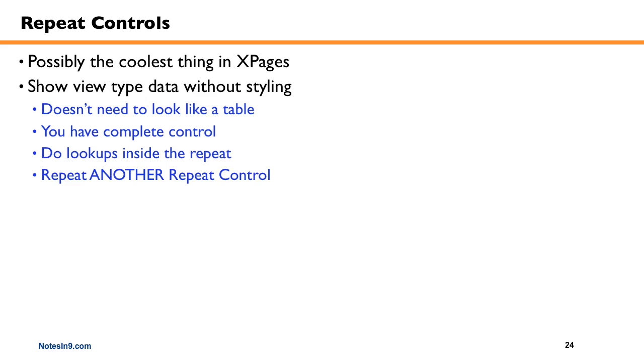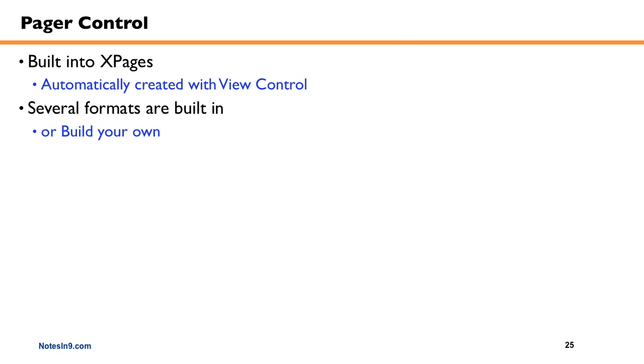But you're not just repeating views. I mean, it could be any kind of list-based data. It could be JSON. It could be a multi-value field. It could be like a Java vector or so. So that's really powerful, and that's really cool.